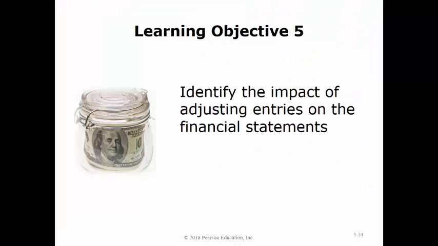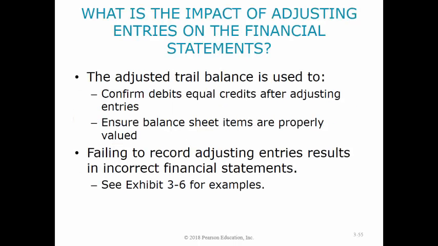After this section, you should be able to identify the impact of adjusting entries on the financial statements. Failure to record the adjusting entries results in inaccurate financial statements. For example, if the adjustment for a deferred expense is not made, the asset account will be overstated and the expense account understated. This type of error results in an overstatement of net income because the expenses are too low.